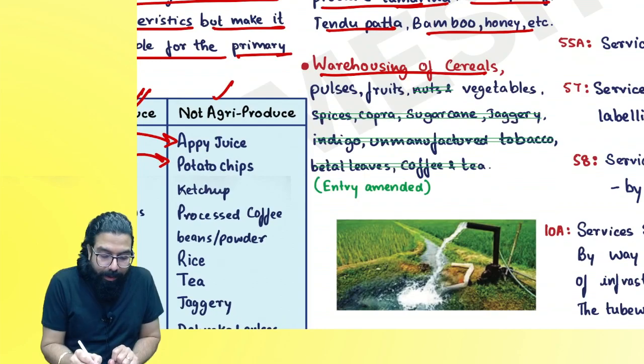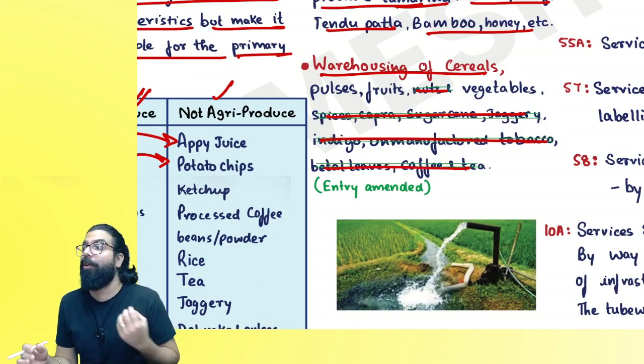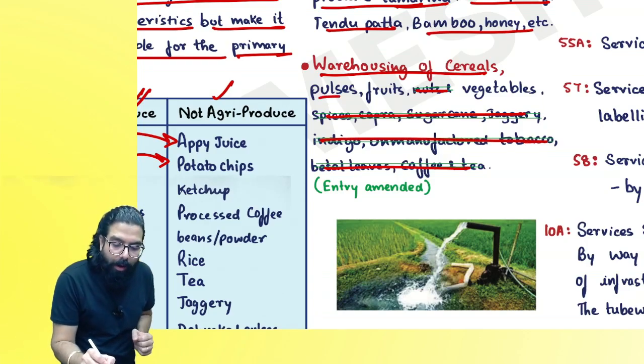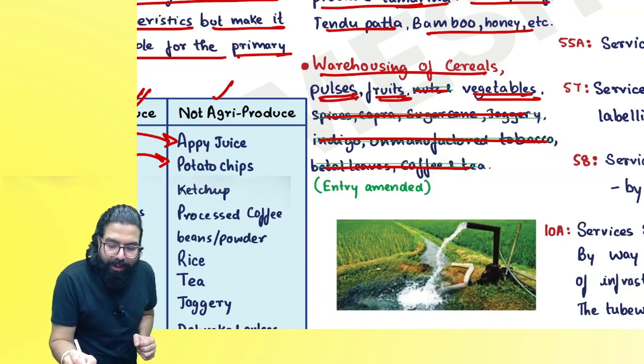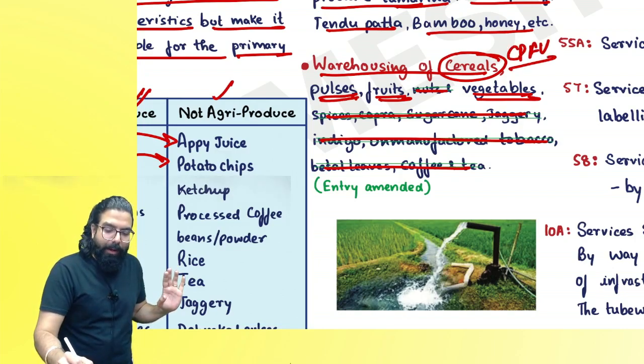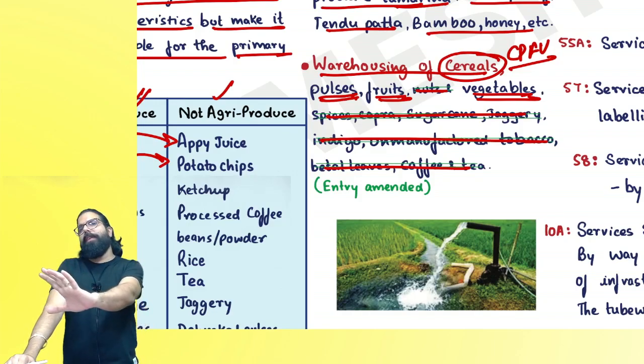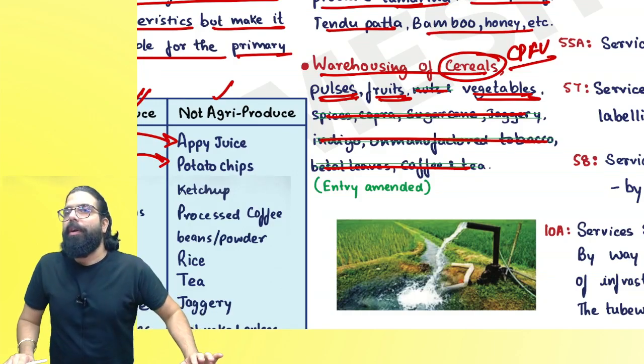Warehousing of, earlier, a lot of things were there which were exempted. Now the government said we want GST, we want GST, and the government said warehousing of pulses, fruits, and vegetables, and cereal. C, P, F, V. Cereal, then pulses, fruits, and vegetables only is exempt. All other things are now taxable.